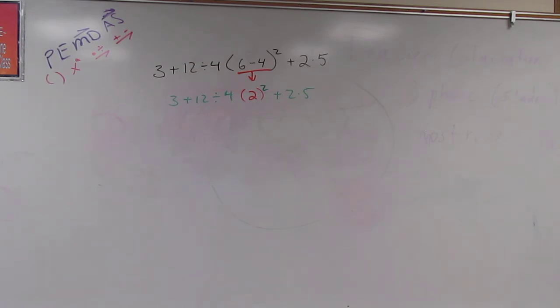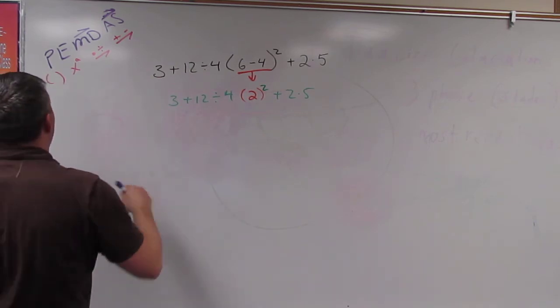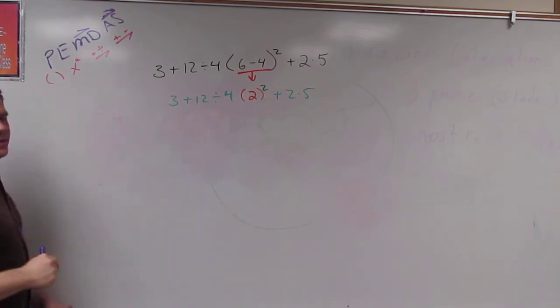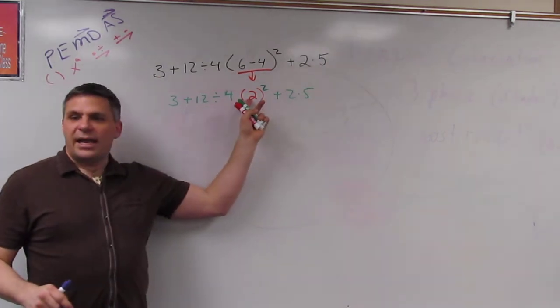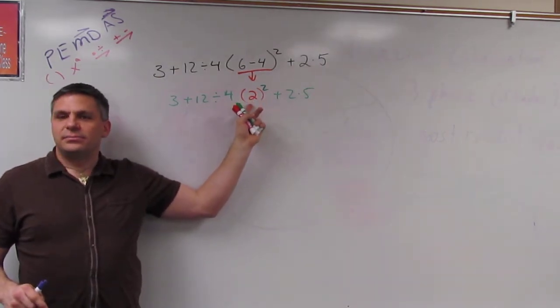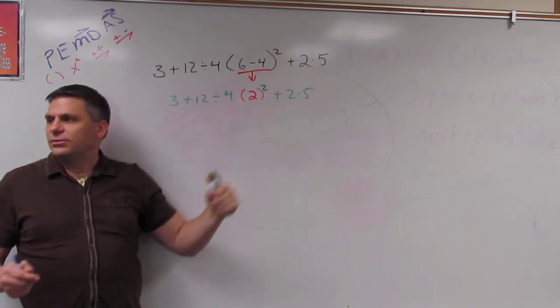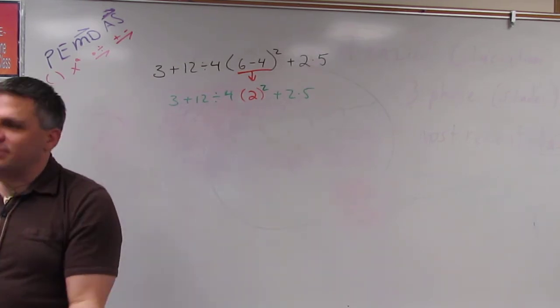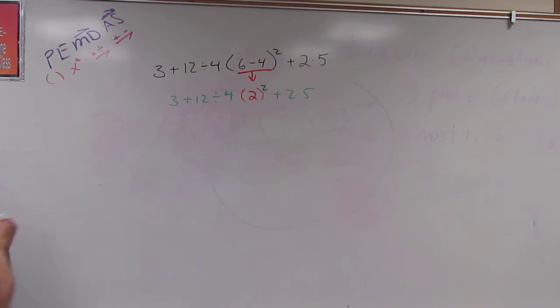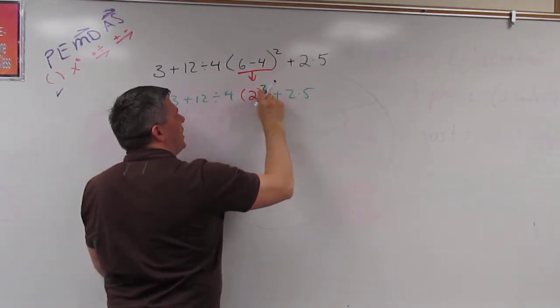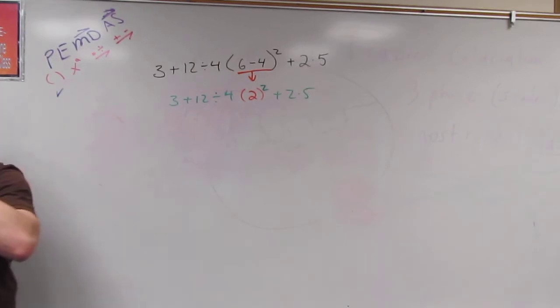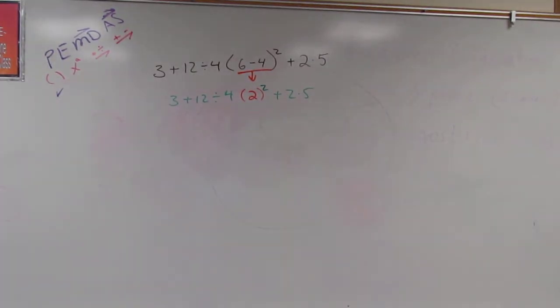Okay? And now I'm going to look at this and ask, are there any other parentheses? Yes. But can I do anything else to what's inside them? No. So the parentheses are done. And now it's time to do exponents. So I look for my exponents and I find them. Oh, 2 squared.